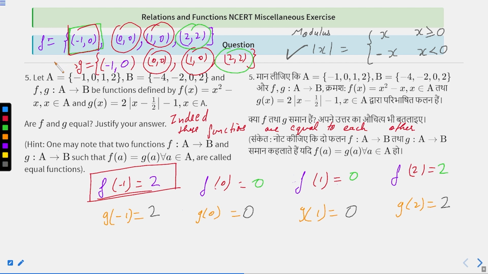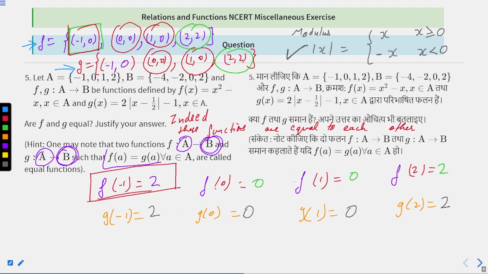Okay, so as you saw, no worries. Whenever we say that two functions are equal, we say that every pair in this function must be in this function also. Then only we can say that two functions given to us are equal to each other. Also keep this point in mind that for f from A to B, the domain for f is equal to the domain for g, and the codomain for f is also equal to the codomain for g.